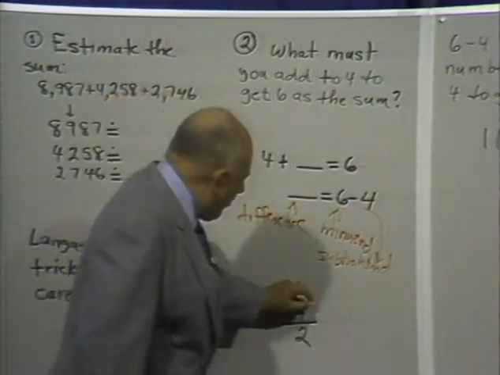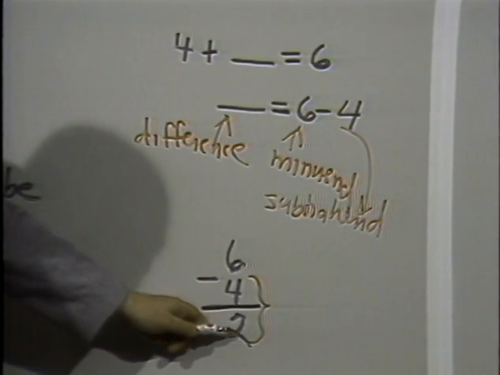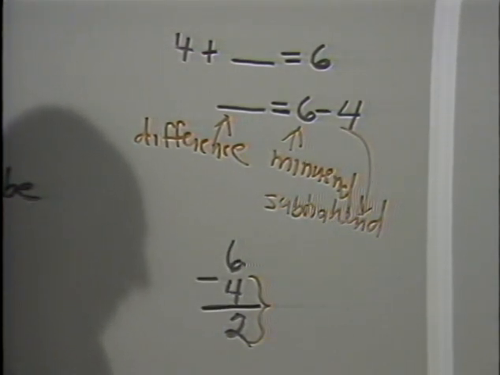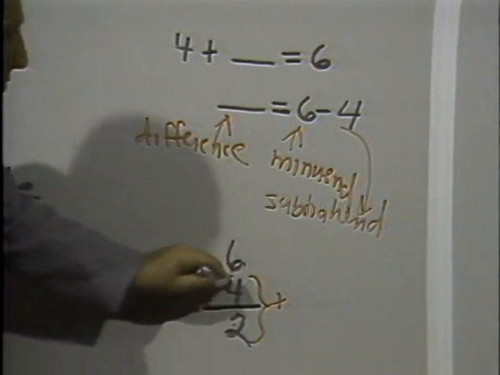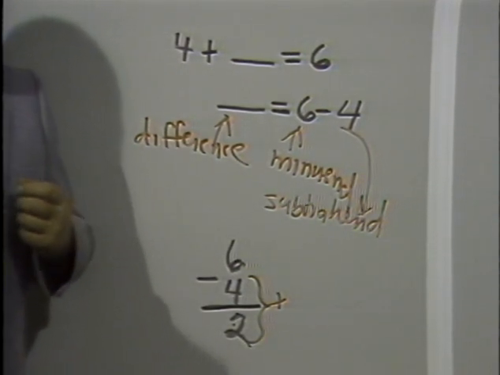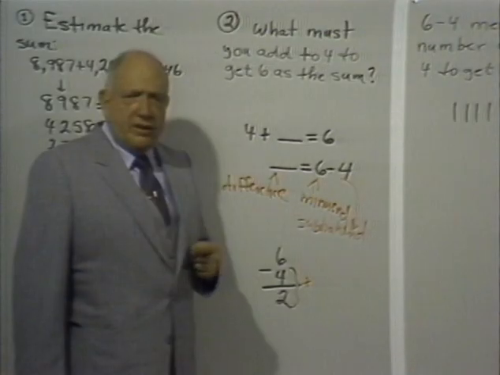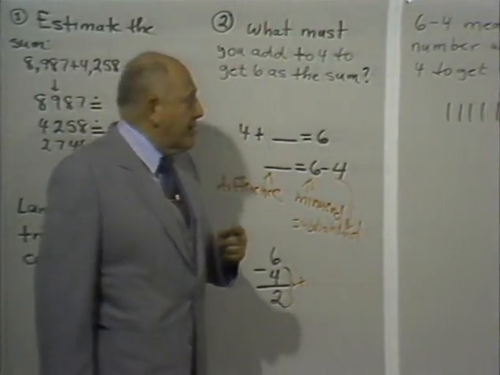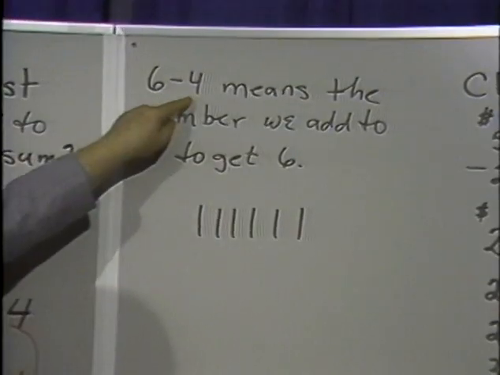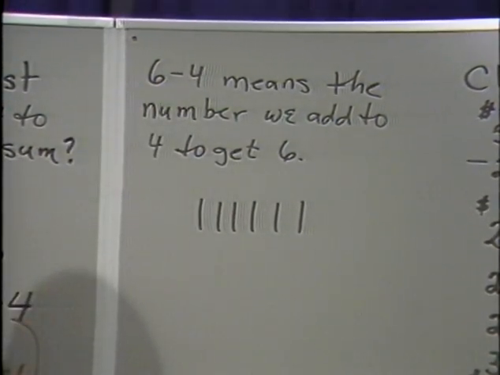And the way we check this is we add what? The difference to the subtrahend, and the answer should be the minuend. See, this plus this equals this. And that's very, very important. In other words, the thing that we call subtraction is in fact a form of addition. I'll come back to that again in a second. Let me just make sure you understand that. When I say 6 minus 4, I mean what? The number we add to 4 to get 6.